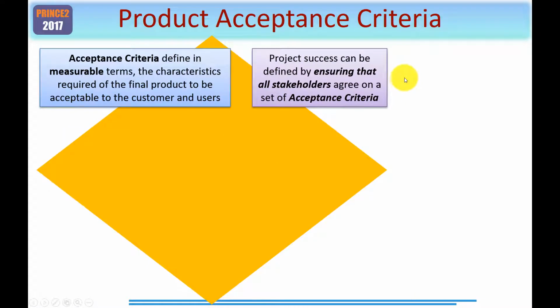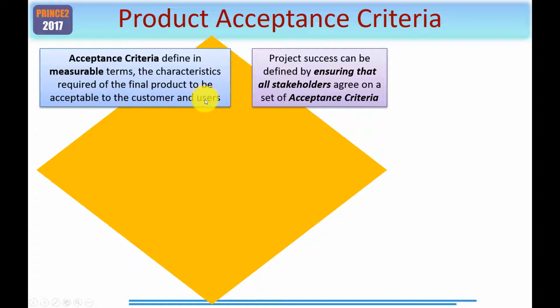So you'll already be familiar with the acceptance criteria within the PRINCE2 manual, and it forms part of the project product description. So acceptance criteria define, and here's the key point, measurable terms, the characteristics required of the final product within your PRINCE2 project to be acceptable to both customers and users.